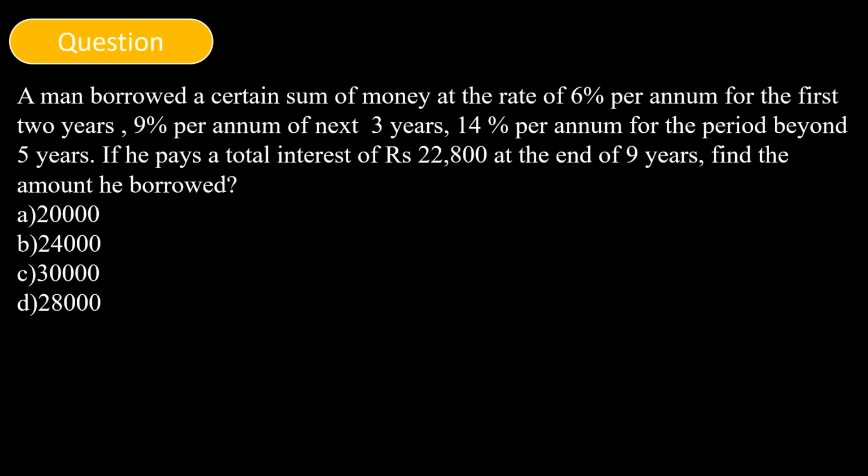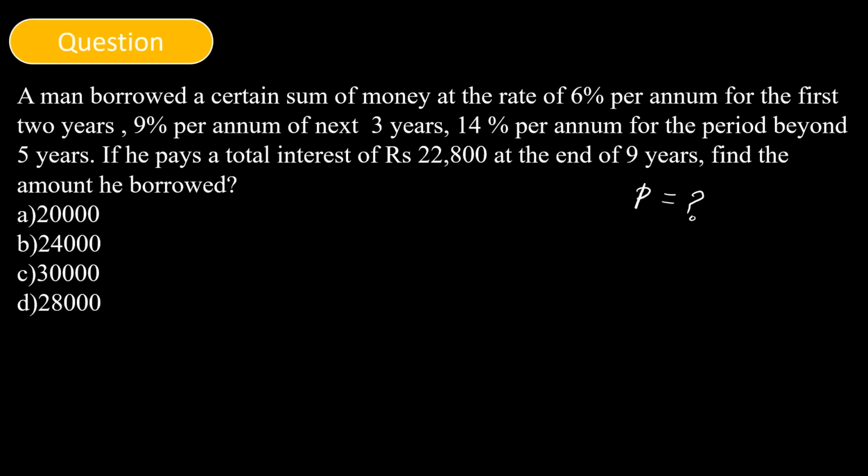Next, a man borrowed a certain sum of money at a rate of 6% per annum for the first 2 years, 9% per annum for the next 3 years, 14% per annum for the period beyond 5 years. He pays a total interest of rupees 22,800 at the end of 9 years. Find the amount he borrowed. That is, we have to find the principal amount P.